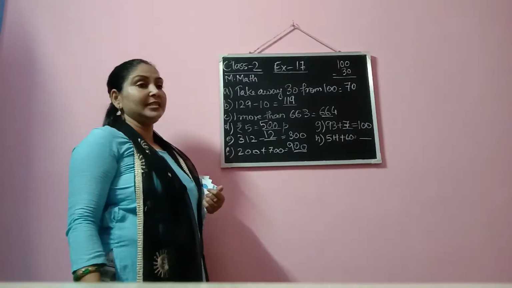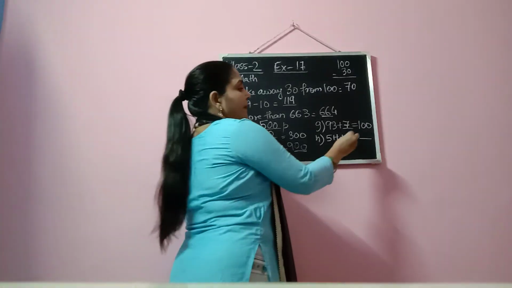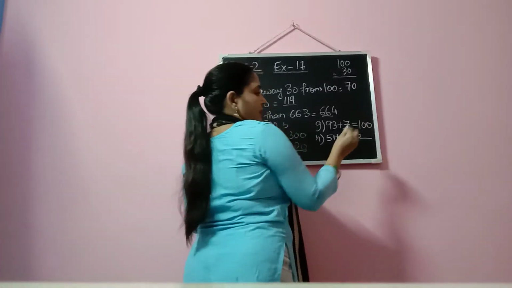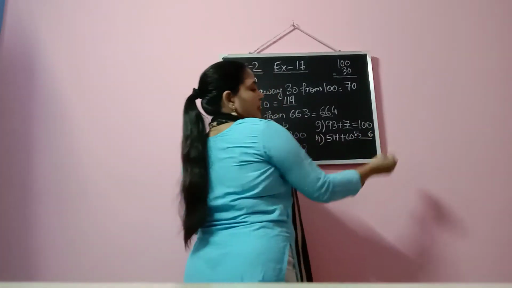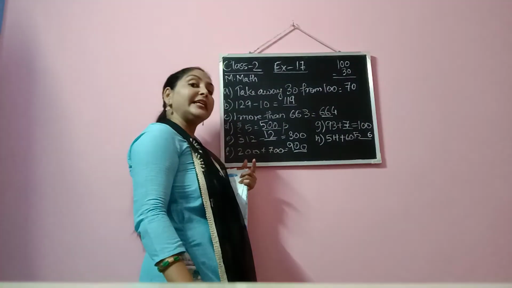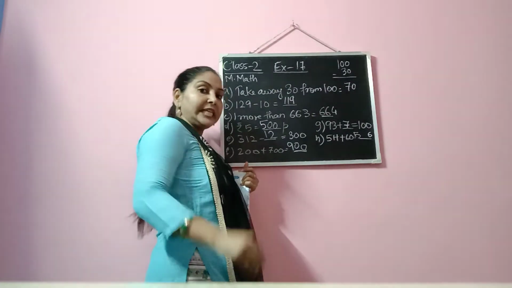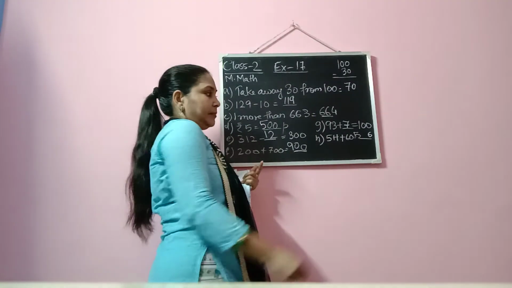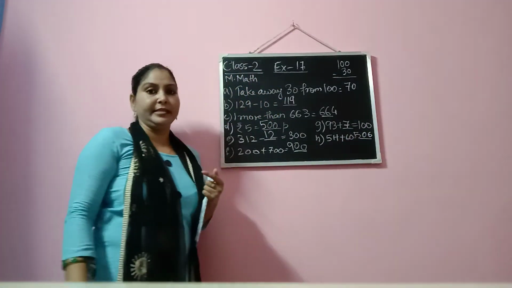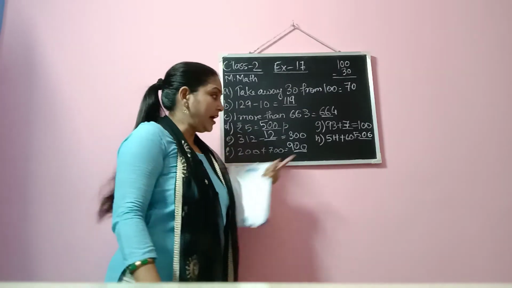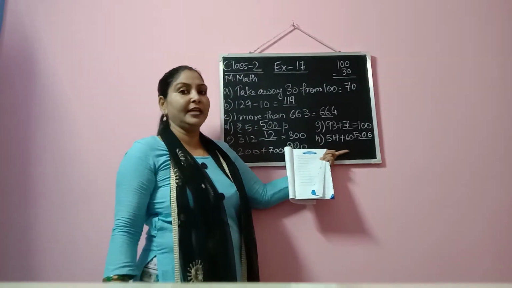Now 500 plus 6 ones is what? In the hundreds place we will write 5. And in the ones place we will write 6. What about the tens place? Nothing is there. That means we will write 0. So 506. 500 plus 6 is 506.